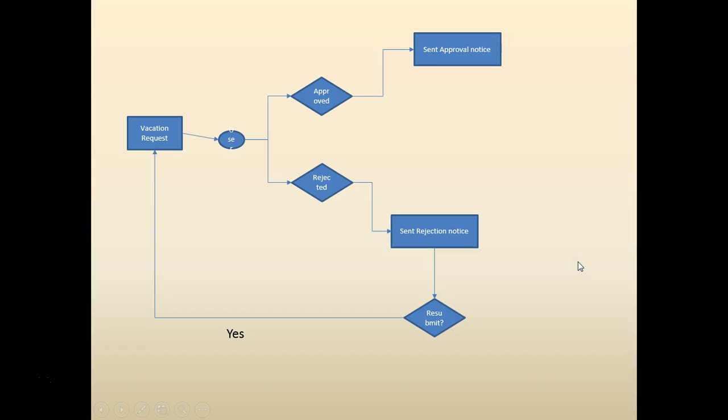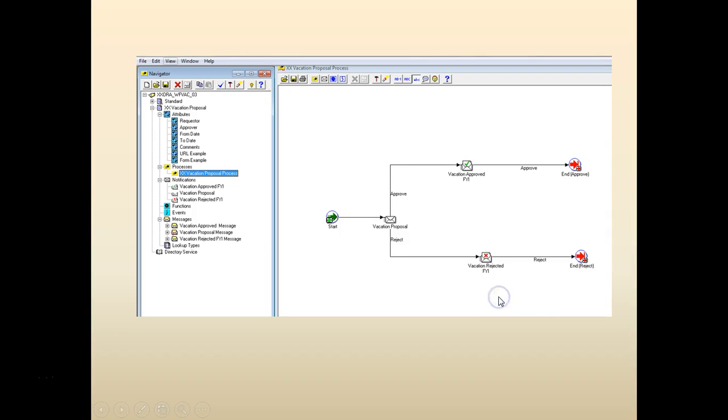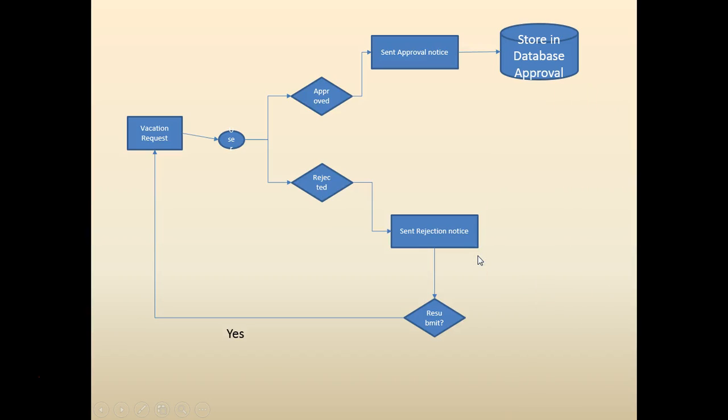Then we enhanced it so that the requester can resubmit it, so we built a loop around it. Here is what we have done; this is not the loop yet, this is the basic one. We're going to do one more step. This time we're going to store the value. Once it's approved, we're going to store the vacation into a table. It's simple and straightforward, nothing complicated here.